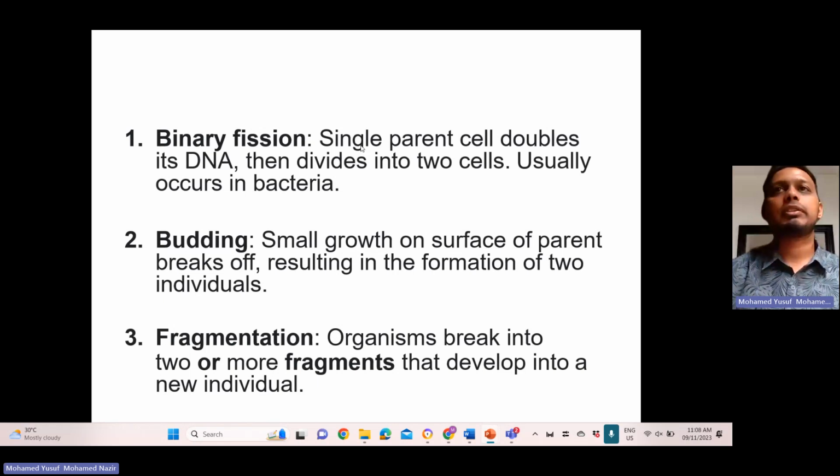Binary fission is from a single parent, doubles its DNA, then divides into two daughter cells. Usually occurs in bacteria. So most of the prokaryotic cells use this technique, which is binary fission. And then budding, a small growth on the surface of the parent breaks out, resulting in formation of two individuals. So we have seen this now. And then fragmentation. Some organisms can break into two or more fragments that develop into new individuals. So the fragment itself will develop into a new individual.